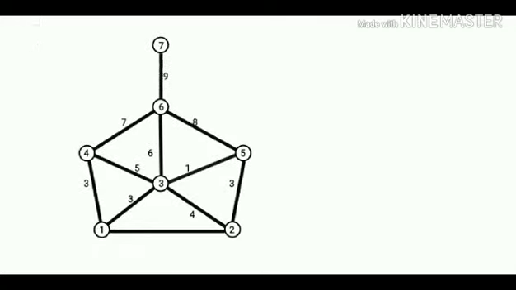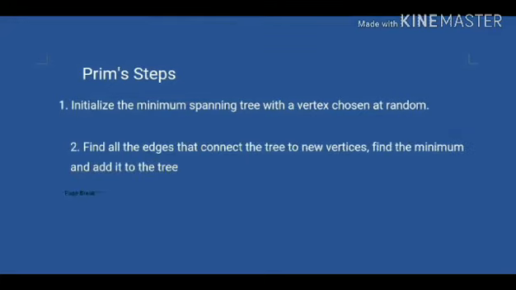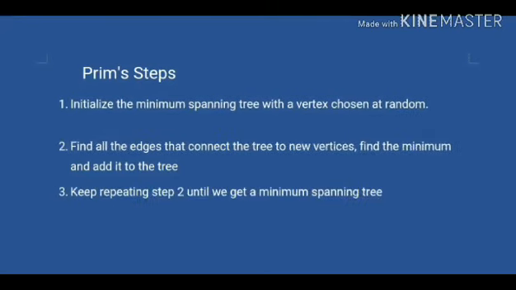Now, let's do it in Prim's algorithm. Initialize the minimum spanning tree with a vertex chosen at random. Find all the edges that connect the tree to new vertices. Find the minimum and add it to the tree. Keep repeating step 2 until we get a minimum spanning tree.